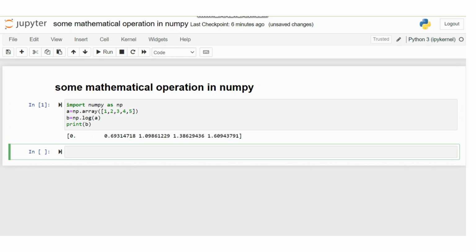The value of log 1 is 0, the value of log 2 is 0.693, and the value of log 3 is 1.098.